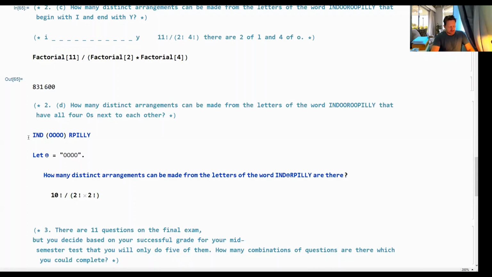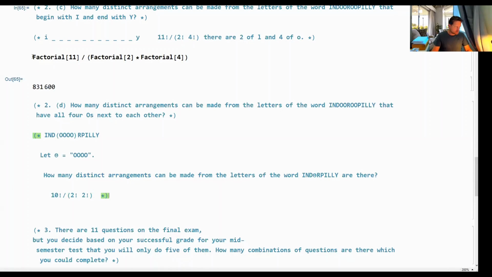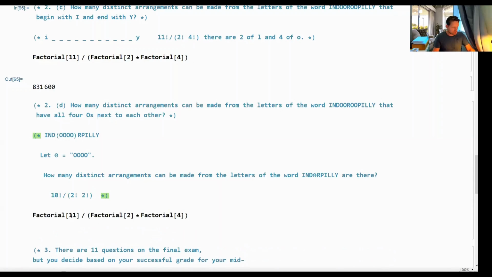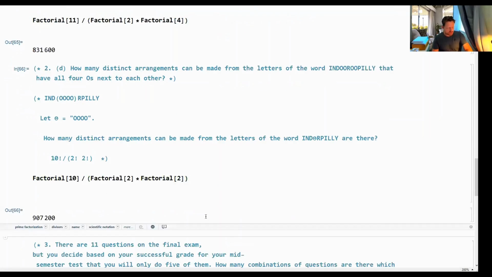Okay, I'll make this a comment so that we can start to calculate. And so I'll just take this, copy and paste it, and we'll change this to a 10 factorial, 2 factorial, and a 2 factorial, and we'll run that. So we've got 907,200 rearrangements of that.